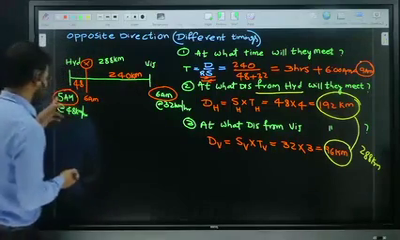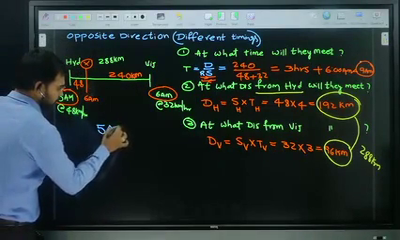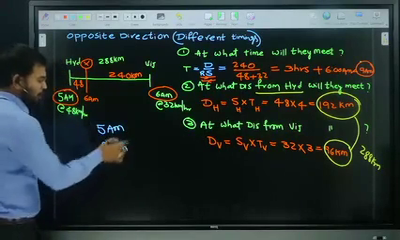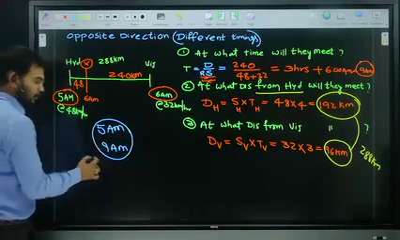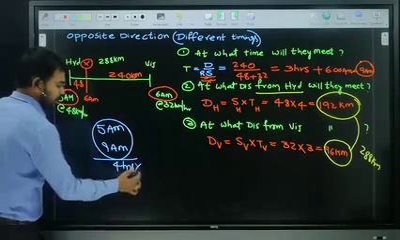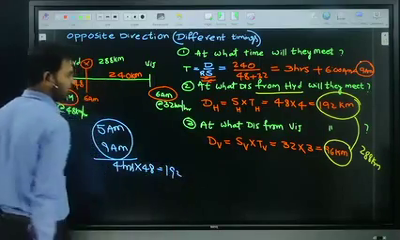So starting time is 5 o'clock. Meeting time is 9 o'clock. And before meeting, how many hours travel? 4 hours, right? Each hour speed is what? 48, right? 48 into 4, 192.